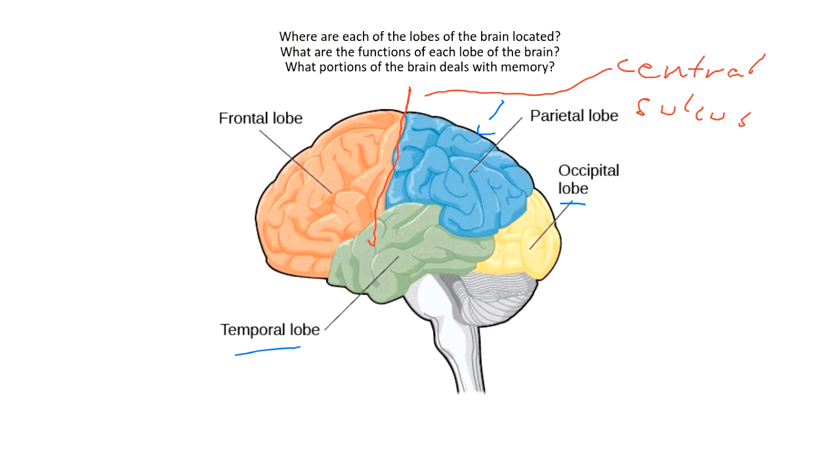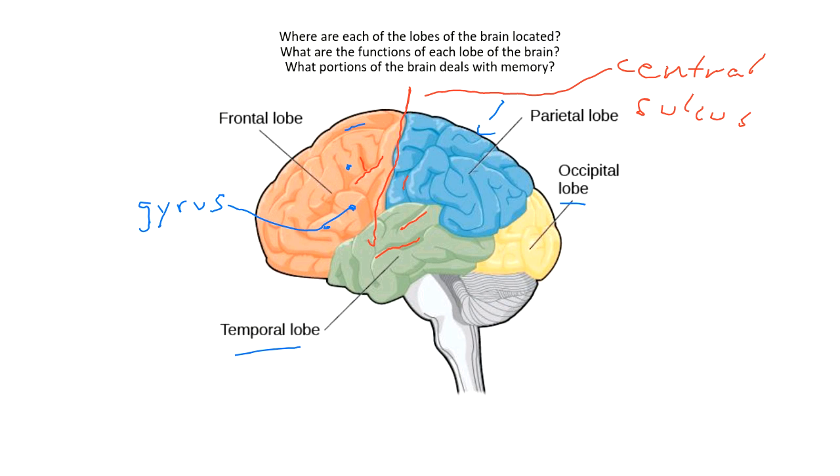Sulci are the depressions in the brain. So these little things right here, that's a sulcus. Okay, they're like the little depressions in the brain. Now the ridges that stick out of the brain, like these things, this area right here, these are called gyri.